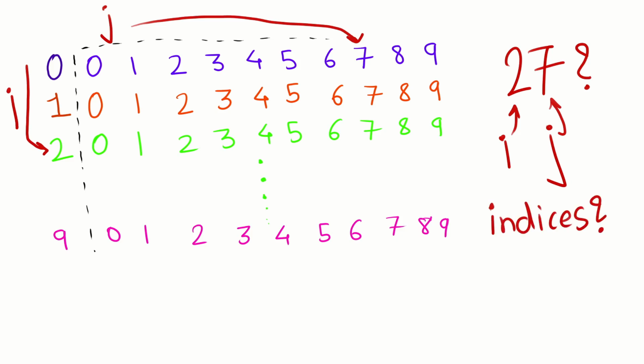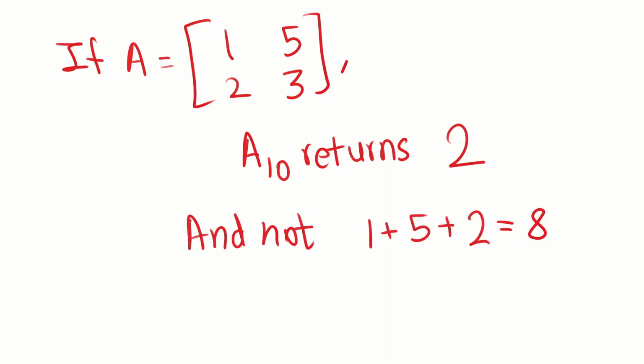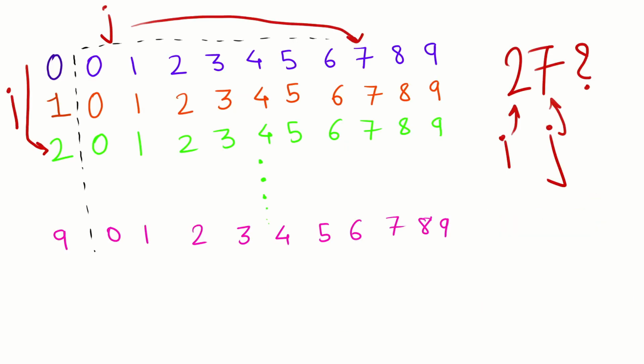But hold on, are these really indices? Not really, not exactly, because if you consider a matrix like this, 2 by 2 matrix, then A10, note that I am using indexing starting from 0, where the mathematicians start from 1, and I apologize to the mathematicians for that. It only returns 2 and it does not return 1 plus 5 plus 2. It should be 8. Doesn't return the sum of the numbers above it. But hold on, 27 is not the sum of all the numbers behind, like ahead of it in this table.